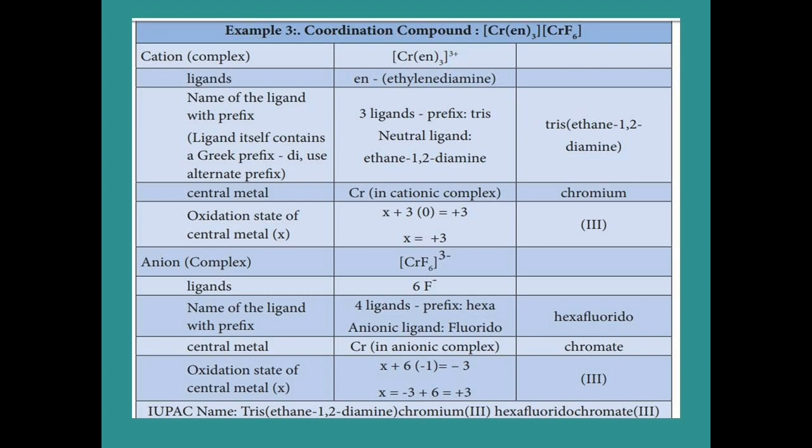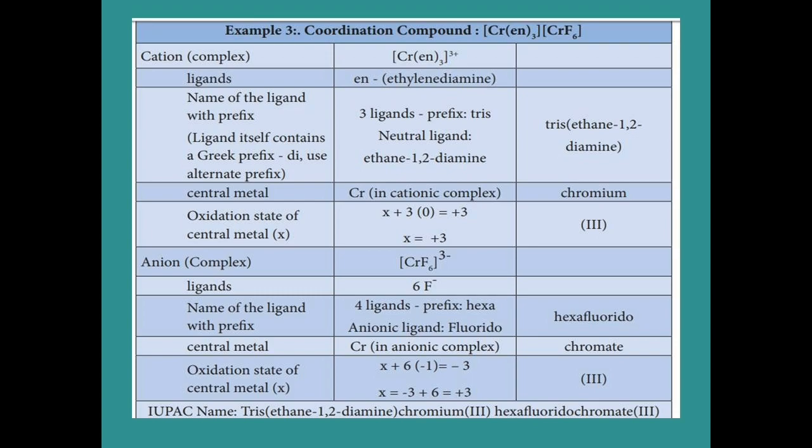And the anionic complex: now we see the anionic complex [CrF6]3 minus. Here how many fluorine are present? 6 fluorine. So the prefix for that fluorine is hexafluorido, and chromium is present in the anionic complex, so we have to mention it as chromate, and the oxidation number we get is +3 for chromium. So mention that +3 as Roman numeral 3 in parentheses.